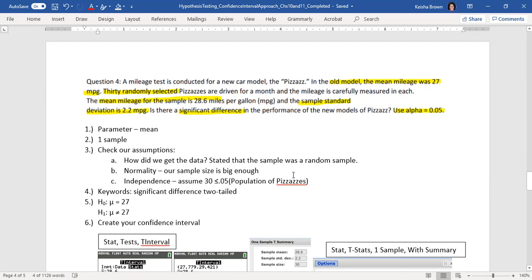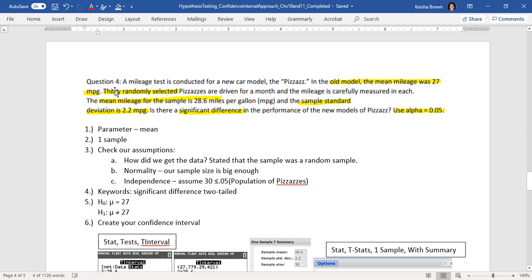And question number 4. A mileage test is conducted for a new car model, the Pizzazz. In the old model, the mean mileage was 27 miles per gallon. 30 randomly selected Pizzazzes were driven. The mean mileage for your sample, so that's x bar, is 28.6. And your sample standard deviation, that's s, is 2.2. Is there a significant difference? There are your keywords to let you know this is a two-tailed test. Use alpha equals 0.05. Mean problem, because it said mean.